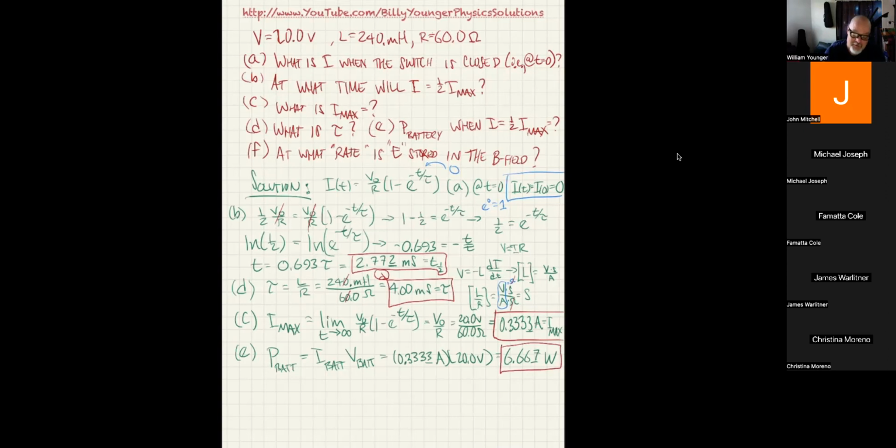So here's F. F is a little bit more tricky. What we got to figure out is at what rate is the electric energy stored in the magnetic field in the inductor. And basically what you got to realize is when they ask for the rate of energy, they're really talking about power. Power, one way of writing it, is dE over dt, where E is the energy. You could also write it as dW over dt because sometimes the energy comes from work. Or you could write it as dU over dt because sometimes the energy comes from potential energy. But generally it's just dE over dt.